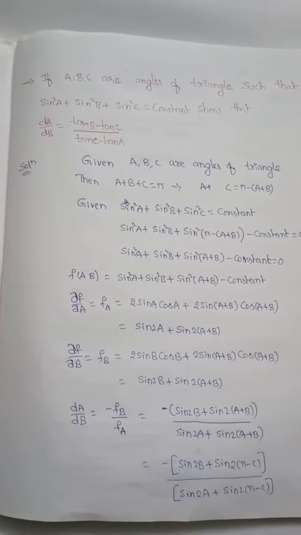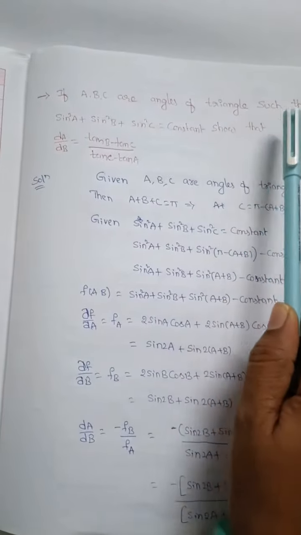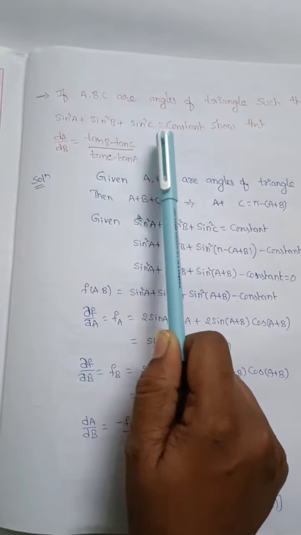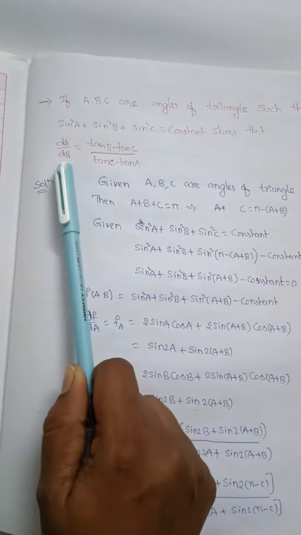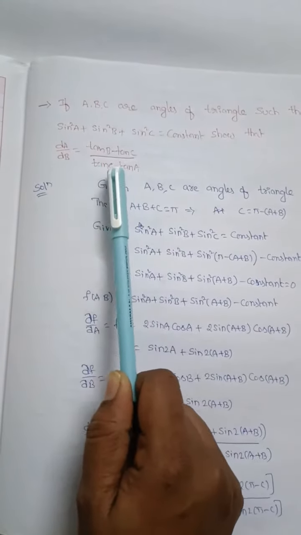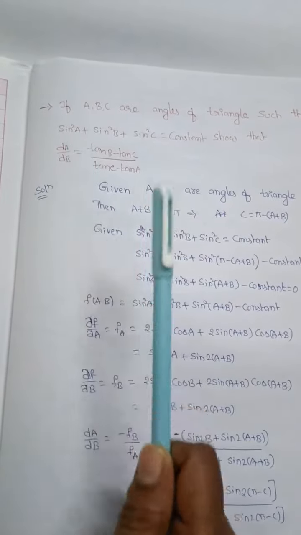Okay, here the problem is: if A, B, C are the angles of a triangle such that sin²A + sin²B + sin²C equals a constant, then show that dA/dB equals (tan B − tan C)/(tan C − tan A). dA/dB means differentiating A with respect to B.